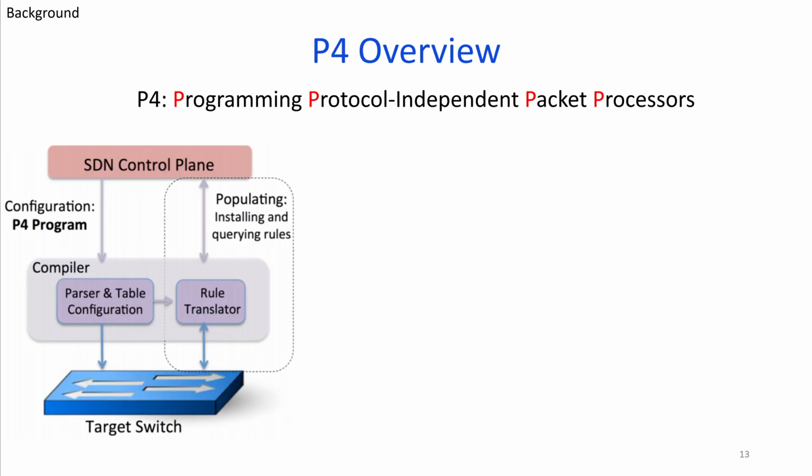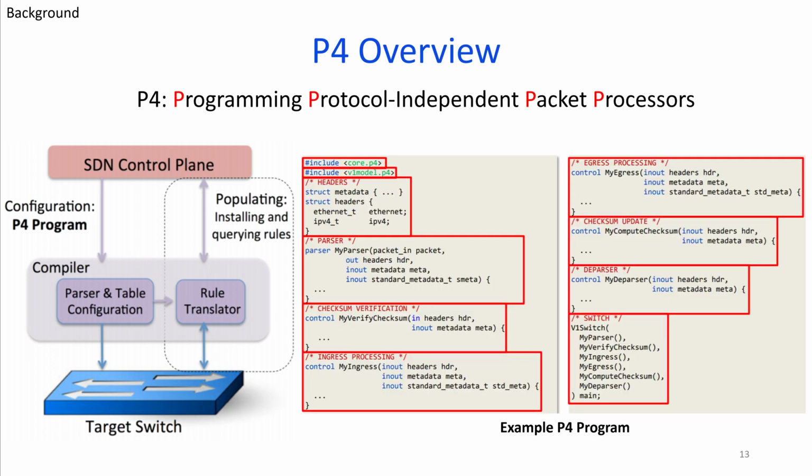A P4 switch can be programmed by a P4 program, which is written in the P4 language. The P4 language can be compiled into a binary or JSON file that can be used to program the target P4 switch. The P4 language is a C, C++-like language. Different switches have different architectures, so a P4 program should include the appropriate switch target file. The right-hand side is an example P4 program. It has a main function, and it calls the switch logic components and APIs to define the switch handling logic.